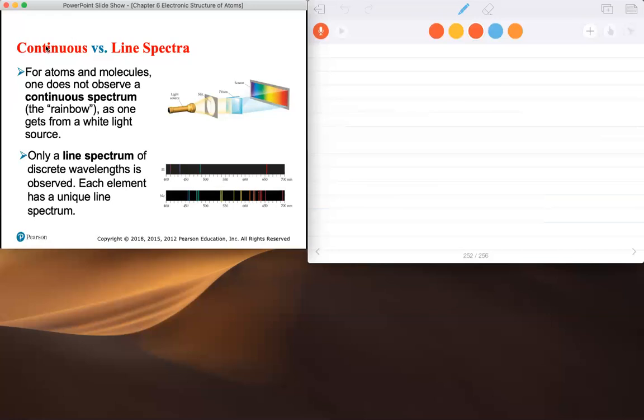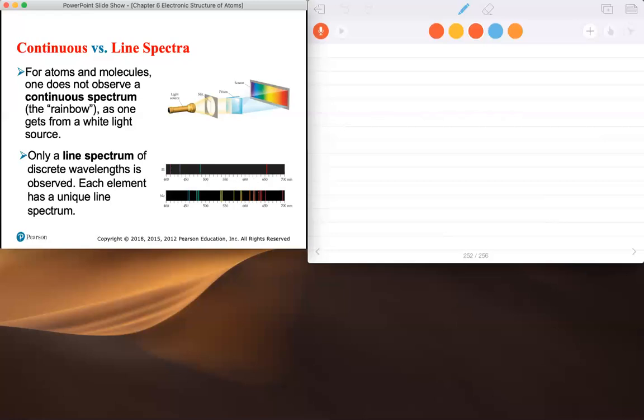But first, let's look at continuous versus line spectra, because this is our focus. Continuous means you see red going this way, then yellow, then green, like in a rainbow. But line spectra, as you see from the word line, show lines of different colors along the visible region of the electromagnetic spectrum.